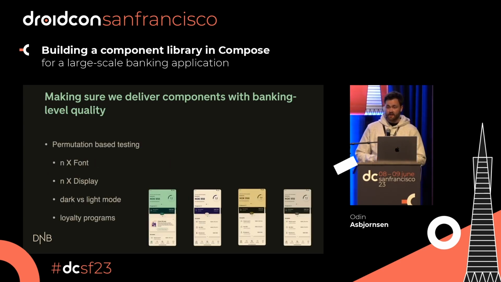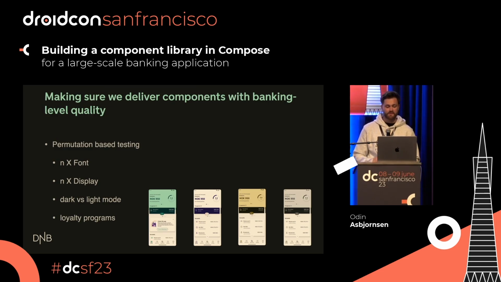As I said in the start, we also have a lot of different permutations for our applications, and some of the requirements we have from WCAG 2.0 are that, for instance, if the user is using 2x font and 2x display, we need to be able to have our component displayed in this type of configuration without losing any information. We also need our components to work in both dark mode, light mode, and all of these loyalty programs, right?